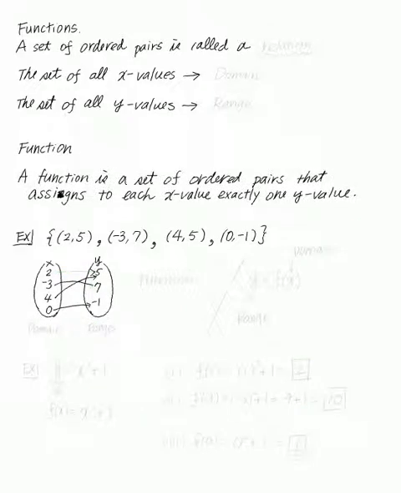All right, let's talk about functions for a second. A set of ordered pairs is called a relation, meaning there's a connection between the x and y values. Ordered pairs, of course, is x comma y for what we're doing.